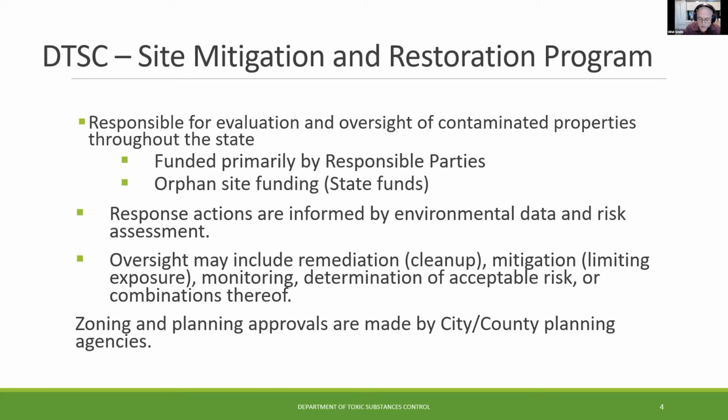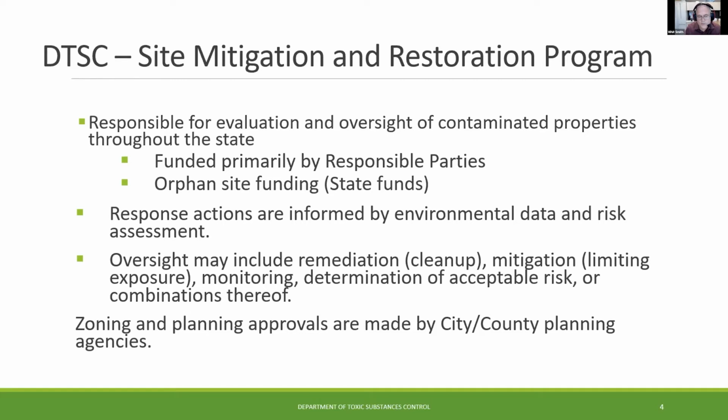You may have heard assertions that DTSC needs to manage this area as one site. In point of fact, we are managing it as a single program, but we have to do it in a manner that's defined by the legislature, including agreements and orders by property so that we can track, invoice, and collect costs from individual polluting owners or operators.